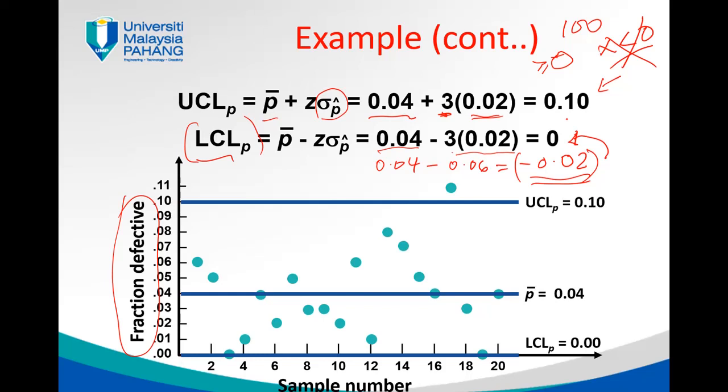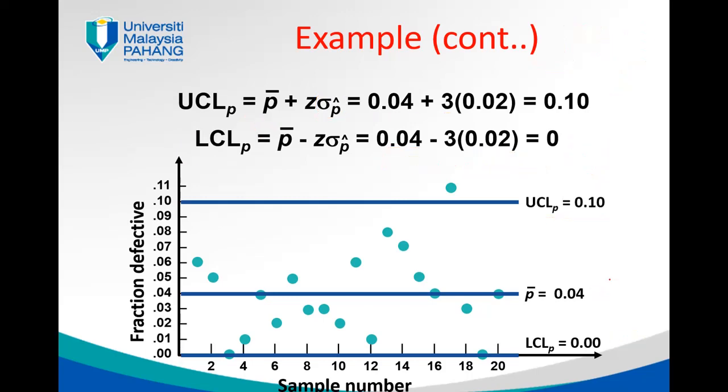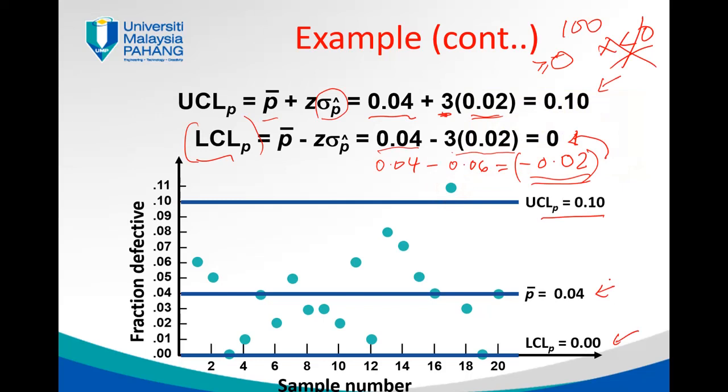Okay, please remember that. From there you can plot the graph or the chart as usual. So we have the upper control limit here, the lower control limit, and also the p bar value. Then this value is taken from the fraction.